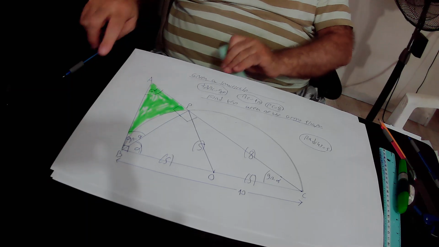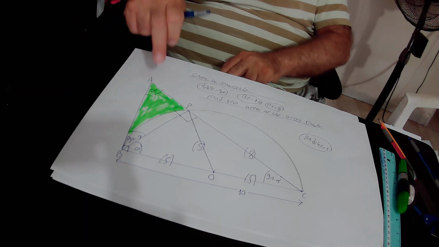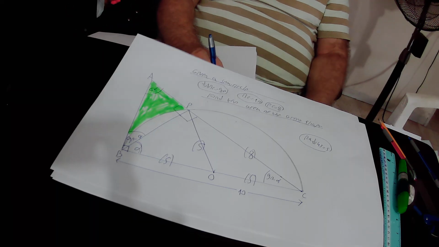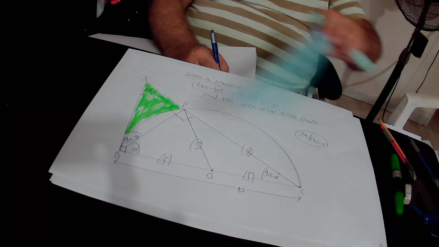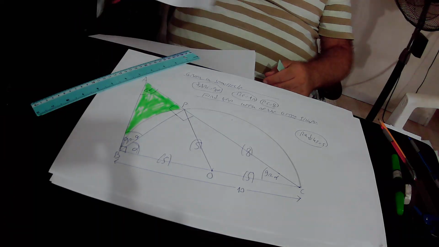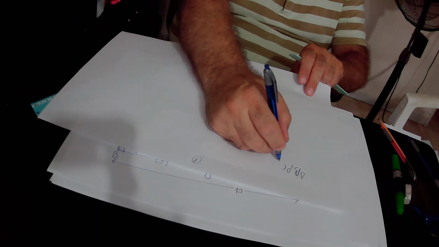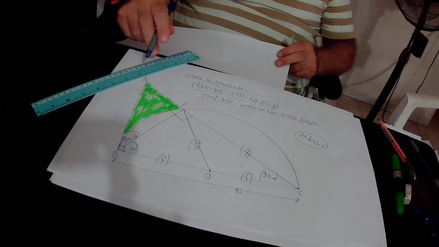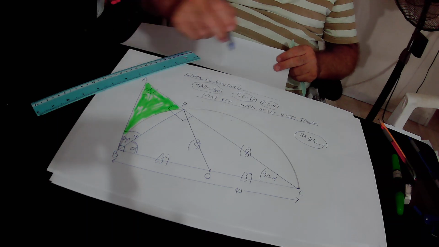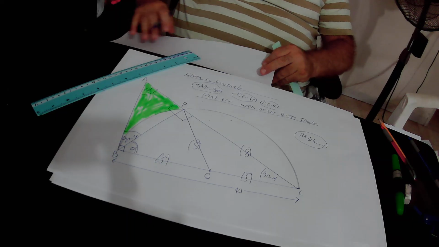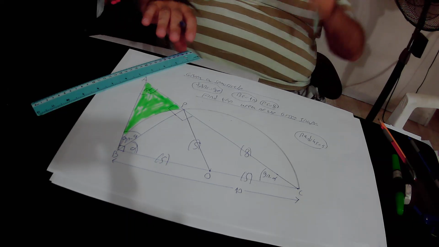So I write it down. We found out that the big right triangle BPC is similar to the small right triangle APB, according to the angle similarity rule.